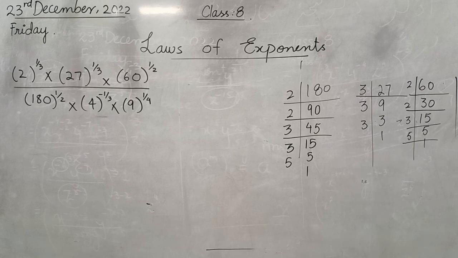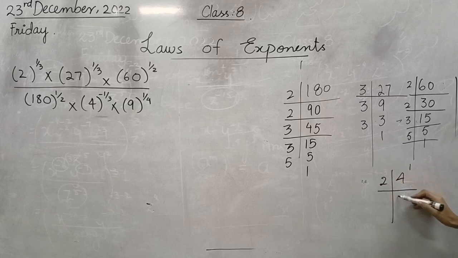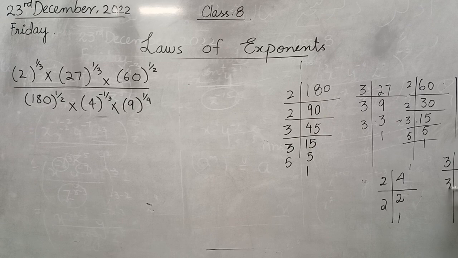Next number is 4. Take the prime factorization of 4: 2 times 2. The last is 9. The prime factorization of 9 is 3 times 3. These are all the prime factorizations of the numbers 180, 27, 60, 4 and 9. Okay.